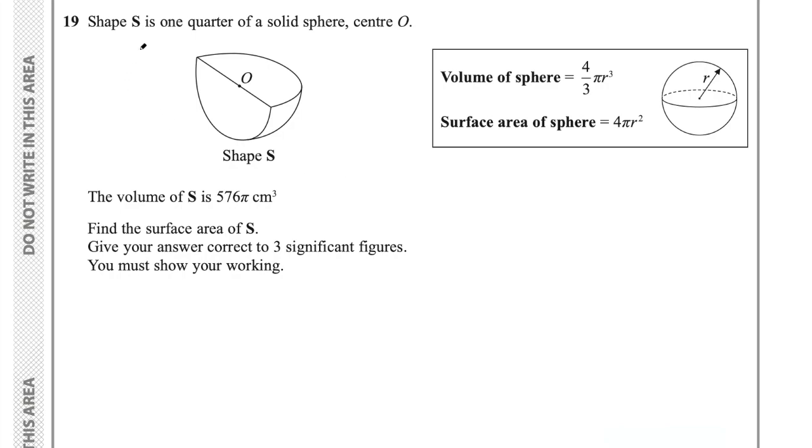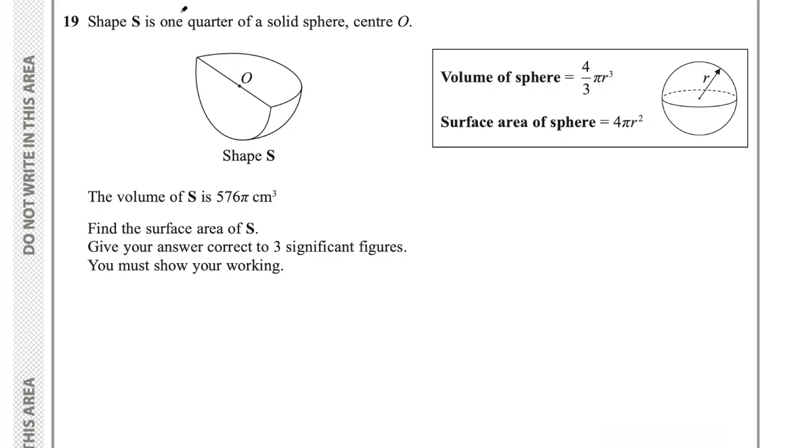Question 19 says shape S is 1/4 of a solid sphere, center O. The volume of S is 576 pi centimeters cubed. Find the surface area of S. Give your answer correct to 3 significant figures. You must show your working. And here they give us the formulas. Volume of a sphere equals 4/3 pi r cubed, and the surface area of a sphere is 4 pi r squared. Okay, so how can we use these to find the surface area of this shape?